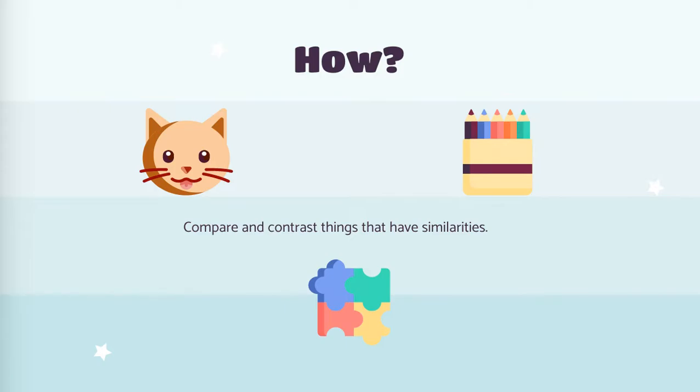How? How do we know what to compare and contrast? We usually compare and contrast things that have similarities. Would you compare a cat with a crayon? They are too different to compare and contrast. We wouldn't be able to find any similarities because they are not the same kind. A cat is an animal. As to crayons, they are supplies.